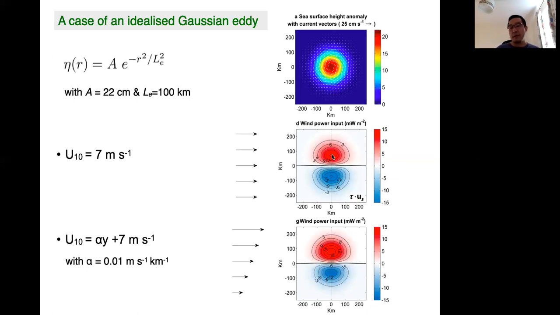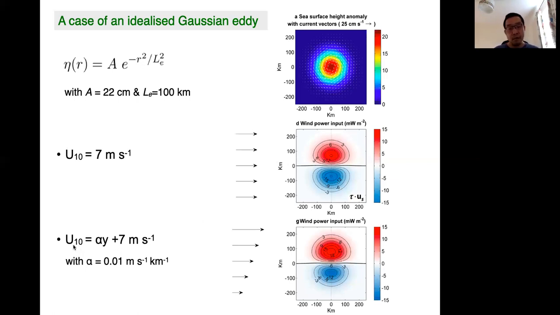It's just because in the calculation, we take into account the relative motion. And as a result, if we integrate over the extent of the eddy, then the total wind work will be negative. Okay, so that's for a uniform wind field.